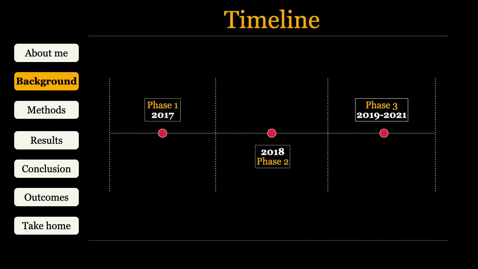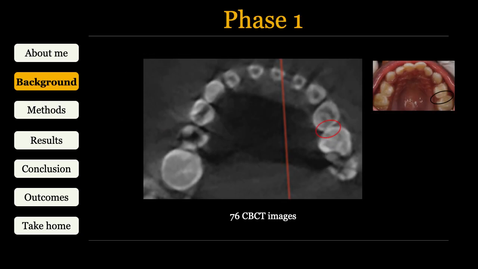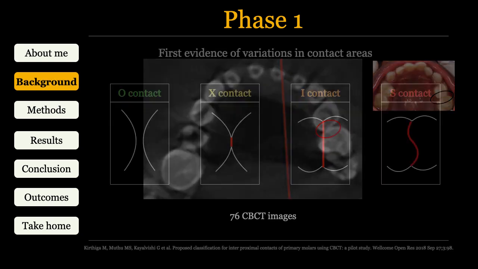To answer this question, we performed the methodology in 3 phases. Phase 1 was to propose a classification for contacts between primary molars. We wanted to know if there are different variations that we could study. For this, we chose already existing CBCT images. We did not expose any child to X-rays for this particular study. So I have just highlighted the area that we saw on the clinical image as well. The total number of images that we saw were 76 CBCT images.